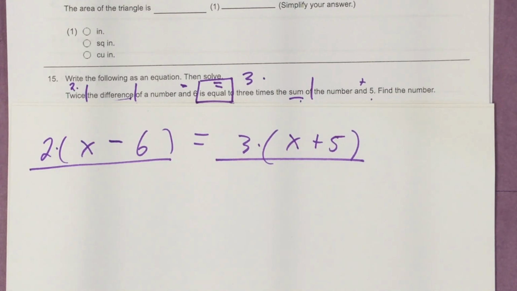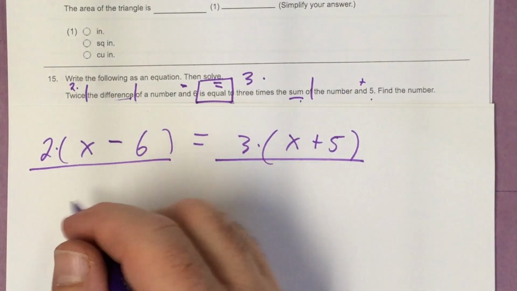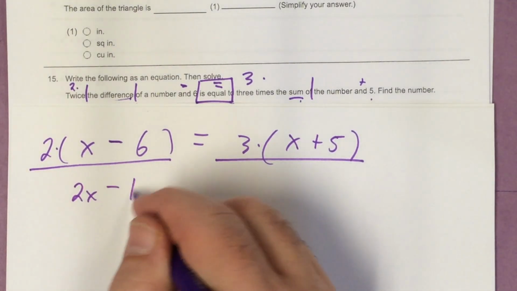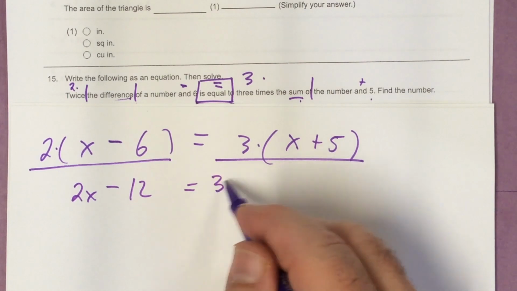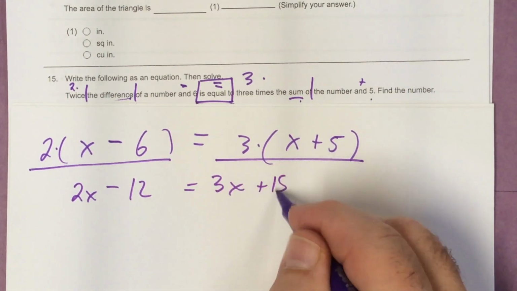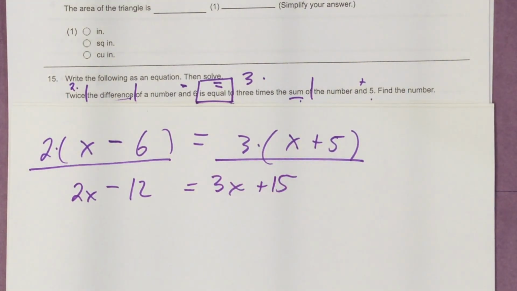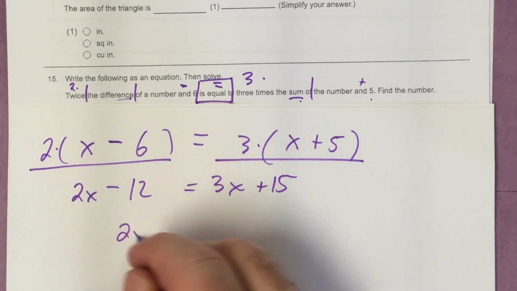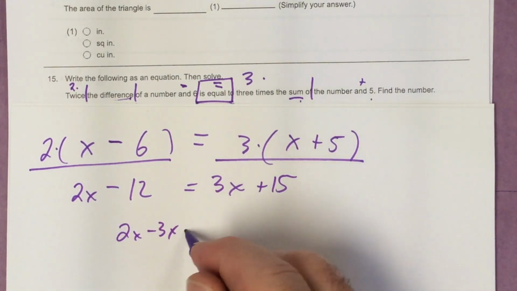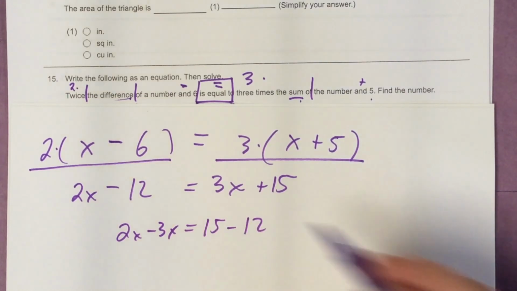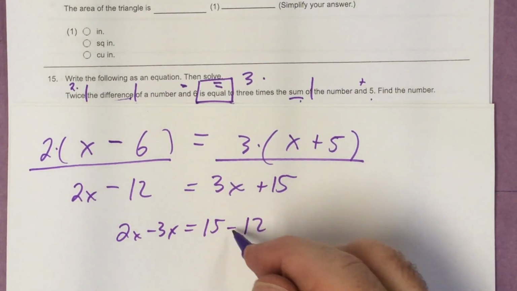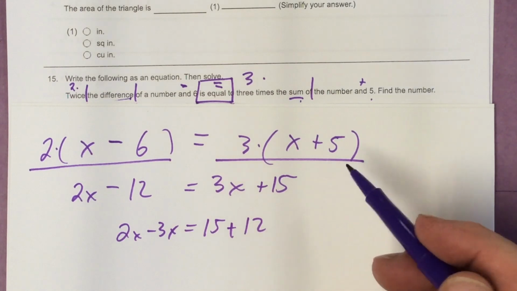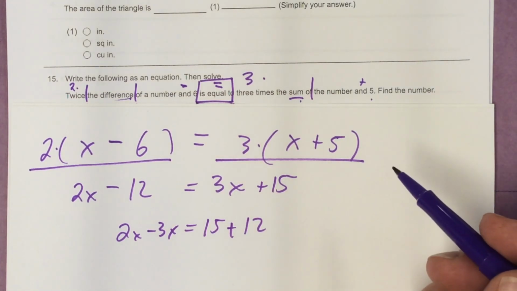When we have this together now, you see we're going to have some distribution to carry out. So in this case, we're going to have 2x minus 12 equals 3x plus 15. If I move a few things around here, I'm going to have 2x minus 3x equals 15 minus 12. Sorry, 15 plus 12, by moving this over here. So I think that I've done that right.